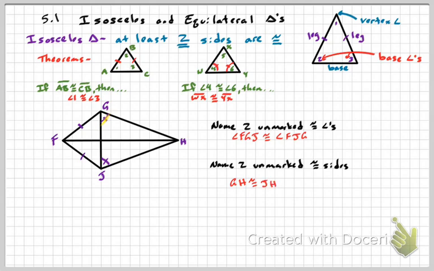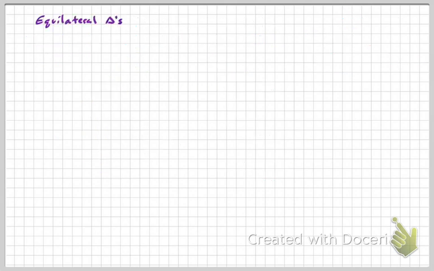And that's all there is to it when it comes to finding missing parts of isosceles triangles. And it really comes down to, like I said, your ability to dissect the diagram and find the information. Okay? Let's now look at equilateral triangles. So, quick review, equilateral triangles mean all sides and angles are congruent.